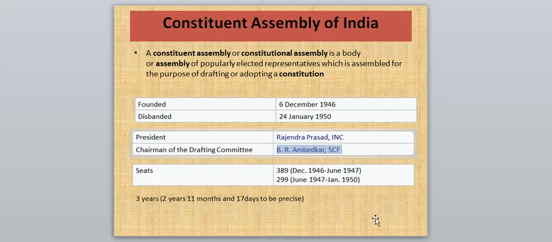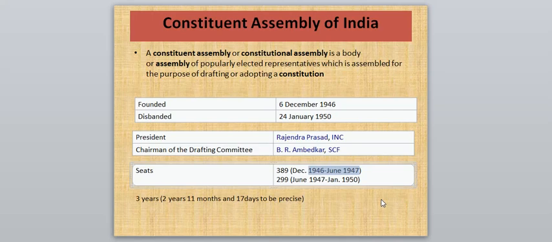Now, when the Constitution Assembly was constituted in December 1946, the total seats at that time were around 389, which was there till June 1947.